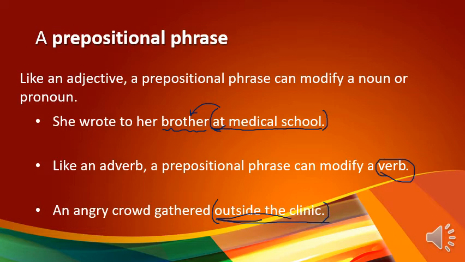Where is the verb that it modifies? This is the verb that is being modified by the prepositional phrase. Where did they gather? They gathered outside.